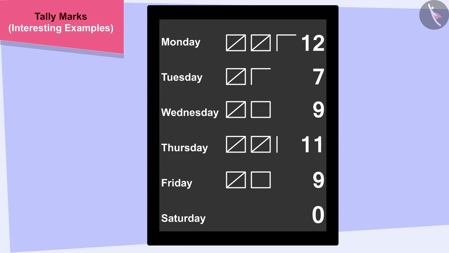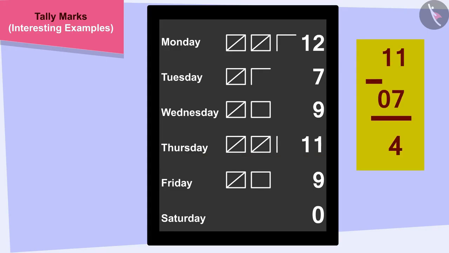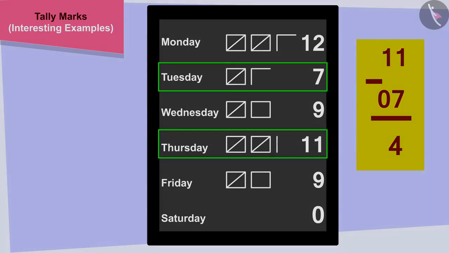If we look closely, we will find that 7 hours of work were completed on Tuesday and 11 hours on Thursday, which is 4 more than 7. So Bablu is talking about Tuesday and Thursday.